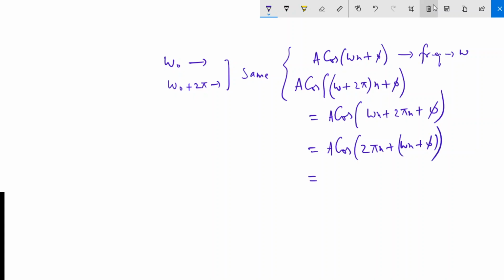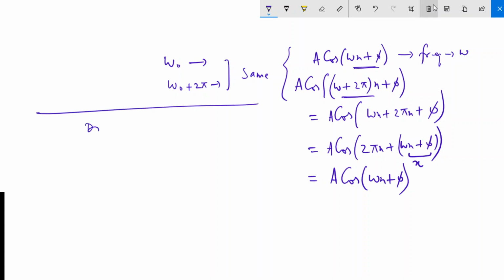Okay, and this is nothing but cos of 2 pi n plus x, if I write omega n plus phi as x. So cos of 2 pi n plus x is nothing but cos x. So it again becomes cos of omega n plus phi. It means again this signal and this signal are the same. Okay, so those signals which are separated in frequency by 2 pi in discrete time are the same. So this is an important property.